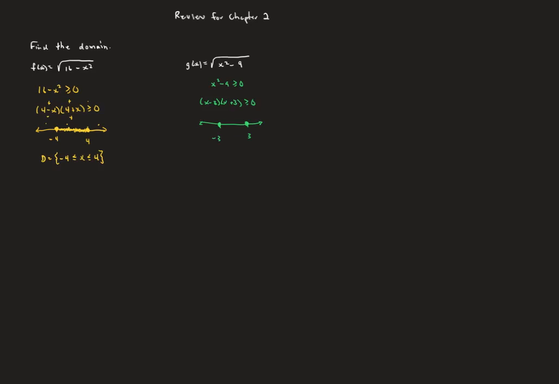When we plug in something to the left, like say -4, -4 minus 3 is negative, -4 plus 3 is negative, negative times negative is positive, makes everything to the left part of our domain. Plugging in 0 makes 0 minus 3 negative, 0 plus 3 is positive, and a negative times positive is negative, so that's not in our domain. Plugging in something like 4 makes both terms positive, their product is positive, making everything in the domain here.